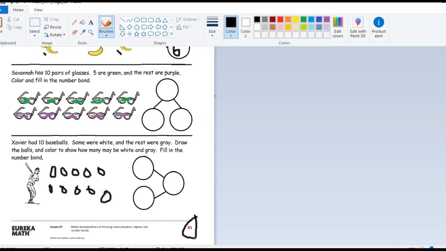Now, the story says that some are white and the rest are gray. So in this problem, you can color in however many baseballs you want, but not all of them. Some that are gray and then some that are white. You would count your whole to see how many you have all together, and then you will count how many were white and how many were gray and fill it into your number bond.